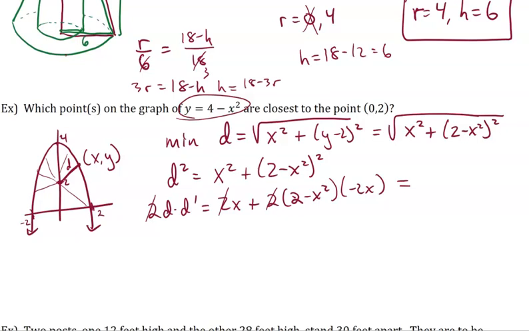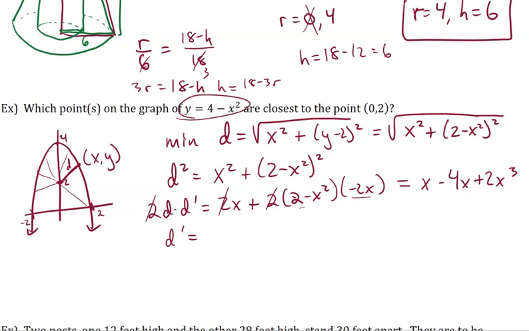Okay, so now I have x plus, nope, minus. So I'm distributing the negative 2x to this. So minus 4x plus 2x cubed. Okay, that's better. So then solving for d prime, I need to divide both sides by d. So I get d prime is equal to x minus 4x plus 2x cubed.